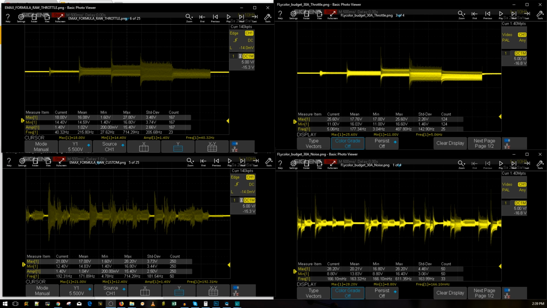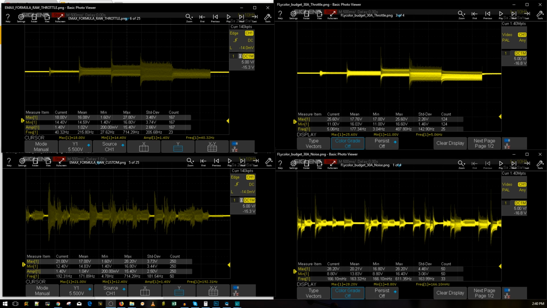On the right side, we do have that new Flycolor $10.8 ESC. And on the left, we have the Emax Formula D-Shot, I think 1200, so 45 amp, which should have better MOSFETs in theory and better filtration. But the graphs speak for themselves. And not only that, I have another, a lot more expensive ESC that I just tested. We'll get into that right now.